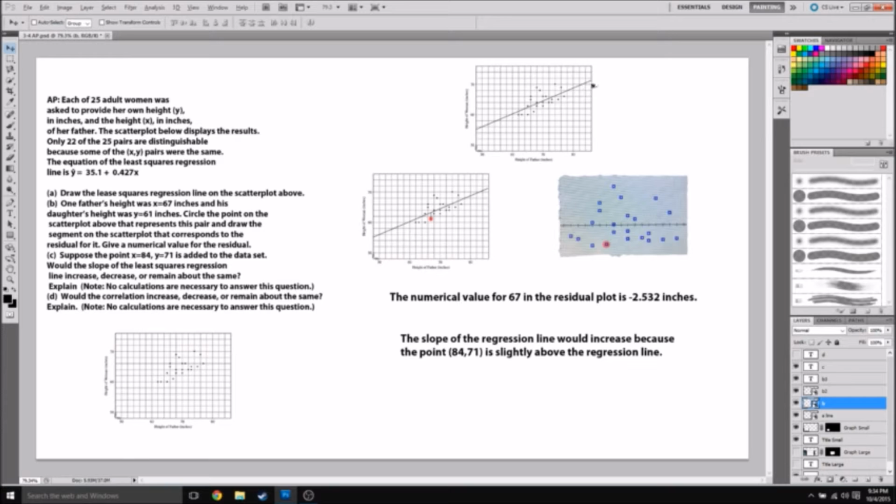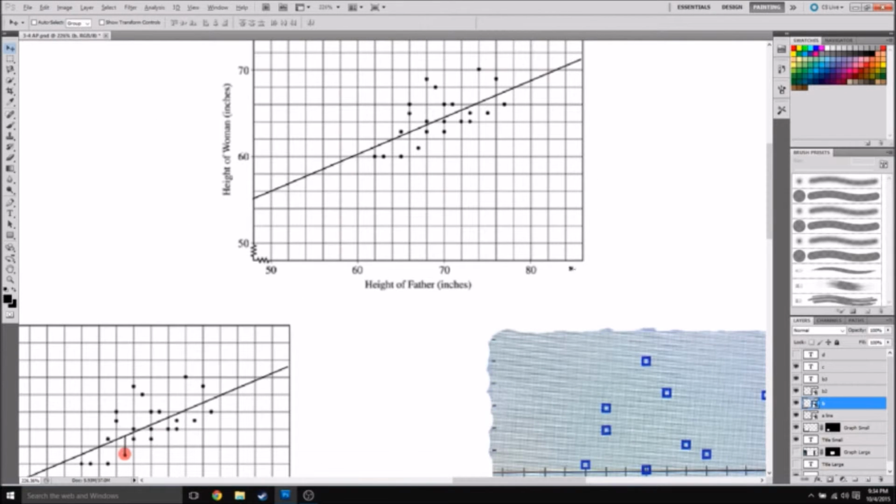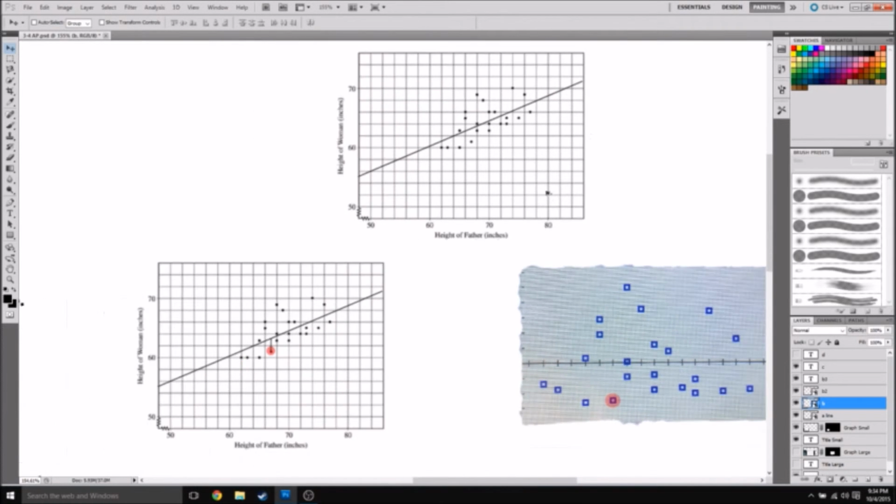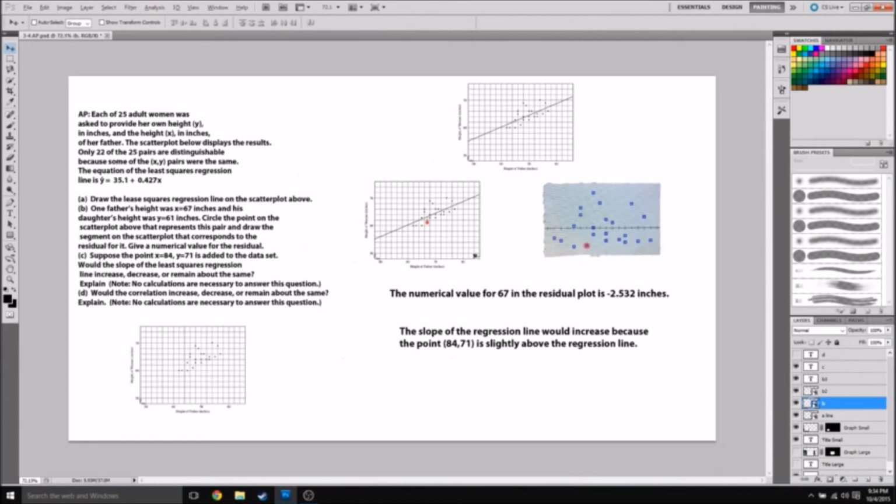And if we move here into part A, (84, 71), which would be right here, is slightly above the regression line because the axes have lines at every two. So 84, 72, 71 right here. So it would be slightly above our regression line.